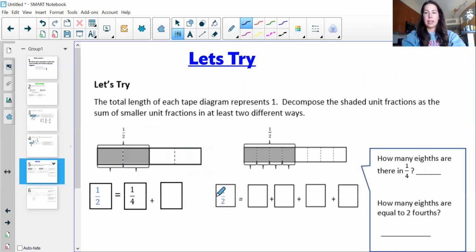Okay, we're going to do a let's try. So now get out your paper that has this part that says let's try, and you're going to do this with me. So you're filling this in on your paper while I'm doing it on the video. I'll give you a second to get your paper while I get some coffee.